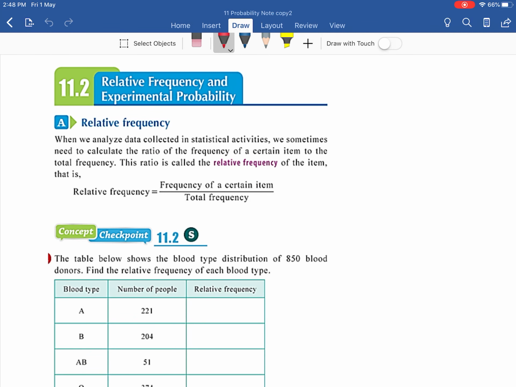Here we're going to learn two new terms, relative frequency and experimental probability. Most students think that it is exactly probability. You may say so, but it's a little bit different. We'll raise a few examples here, okay?